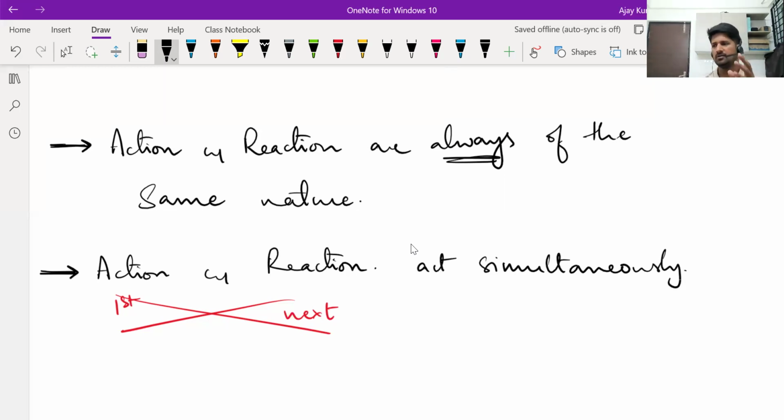Okay. So don't get misled by the term action and reaction and think that one happens first and the other happens next. No, they happen simultaneously. As the table exerts normal force on the block, the block will exert normal force on the table. Okay, as Earth exerts weight on the block, the block will exert gravitational force on the Earth. At the same time they will happen.